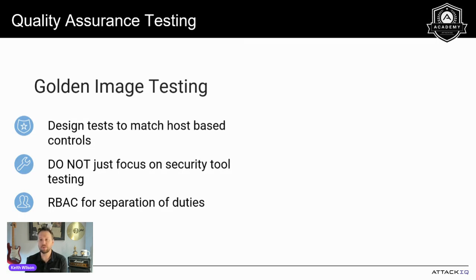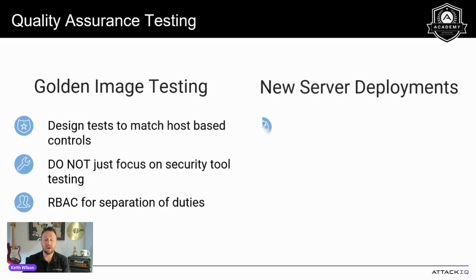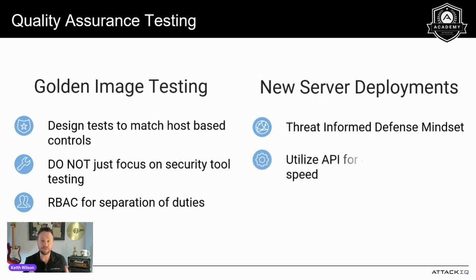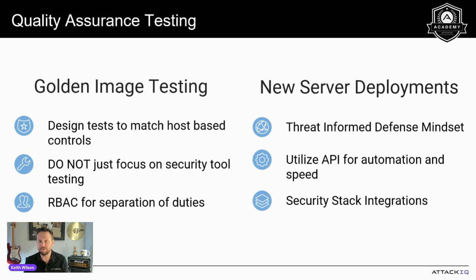Utilize a BAS tool with RBAC features that can allow desktop QA engineers to execute testing without having access to results, for separation of duties. And then utilizing a BAS tool with an API can allow the process of testing to be baked into part of your QA automation process. Now, in a world where we're seeing more and more of these automated deployments of servers, it makes sense that security teams are becoming more and more involved with the quality assurance of those servers.